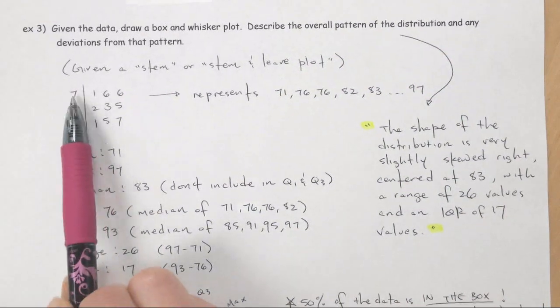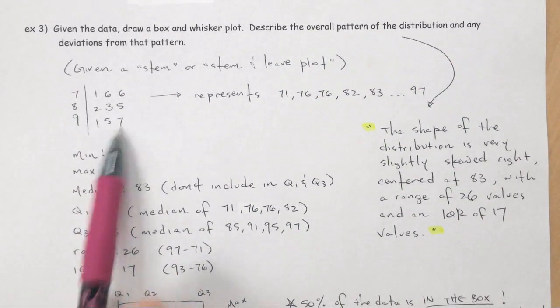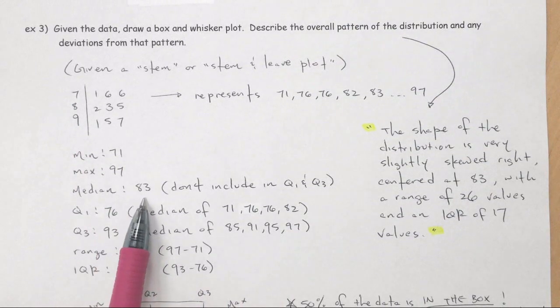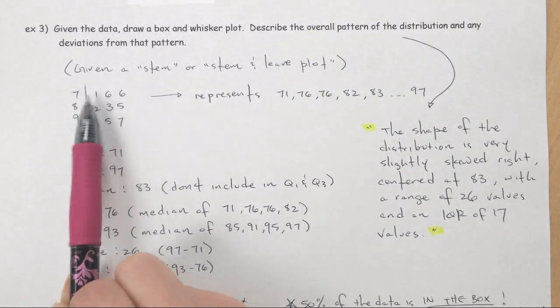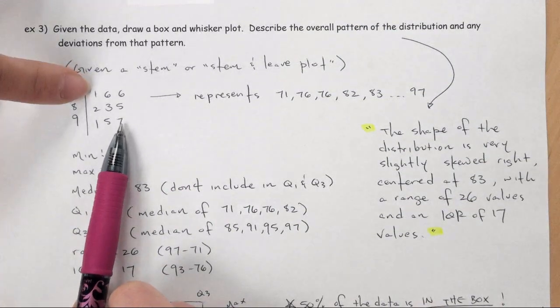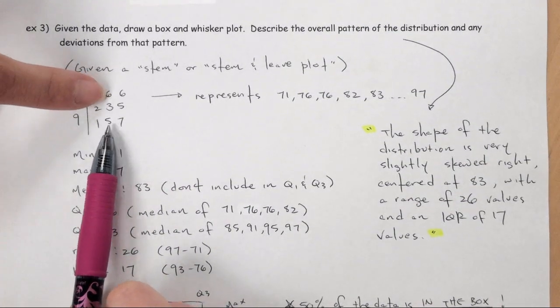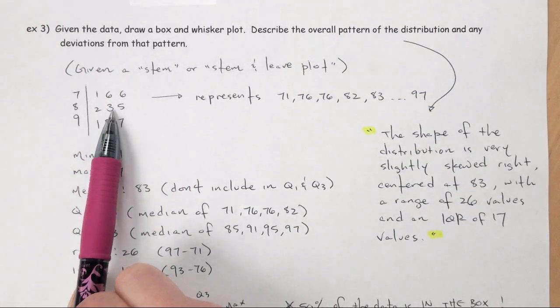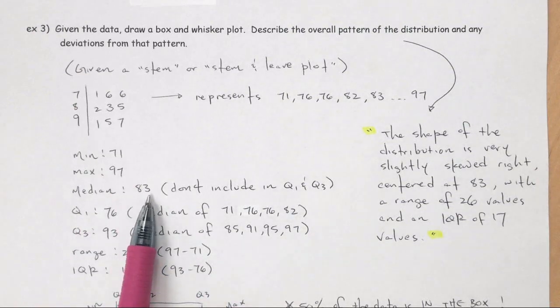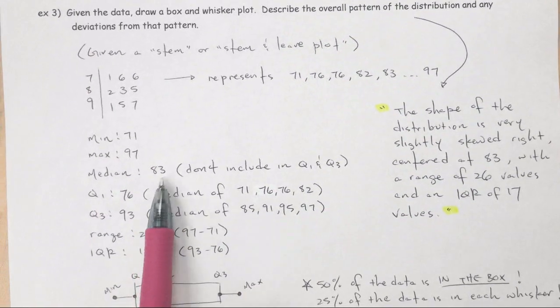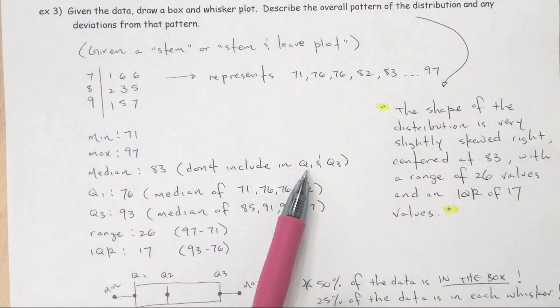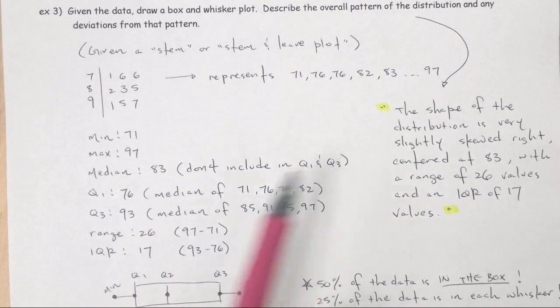So the min is easy, it's the smallest number. The max is easy, it's the biggest number. The median is the one in the middle. And if there's 9 numbers, it goes little, big, and then here's the middle number. 83 is the middle number, that's your median, okay? You do not include the median into quartile 1 or quartile 3.